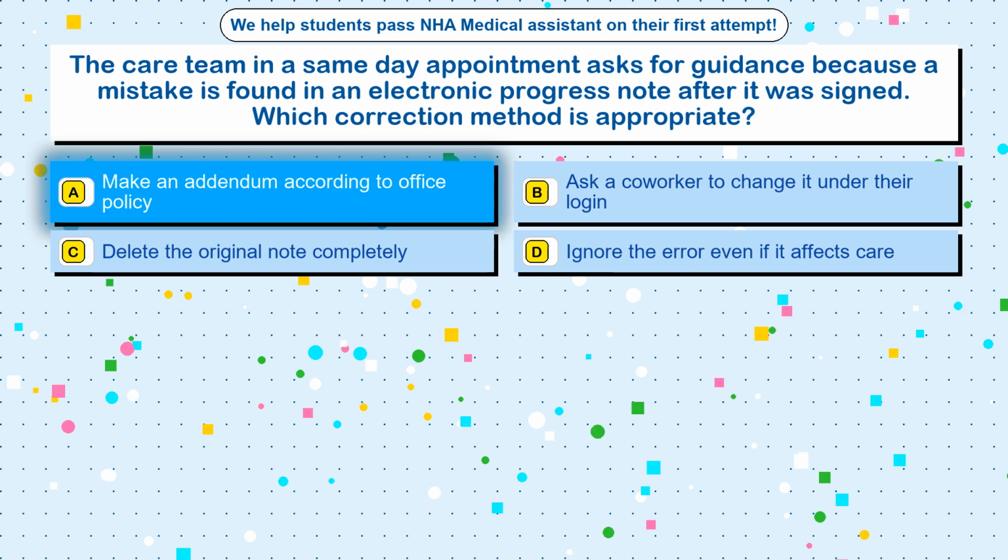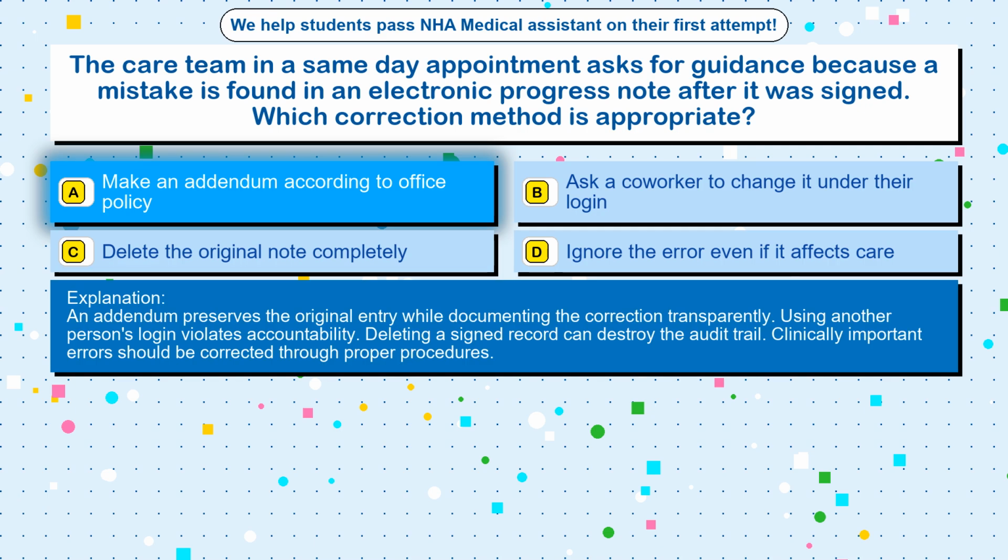The correct answer is option A, make an addendum according to office policy. An addendum preserves the original entry while documenting the correction transparently. Using another person's login violates accountability. Deleting a signed record can destroy the audit trail. Clinically important errors should be corrected through proper procedures.